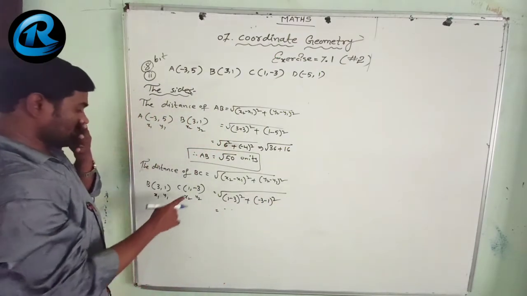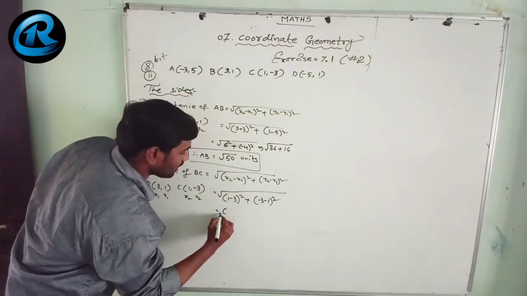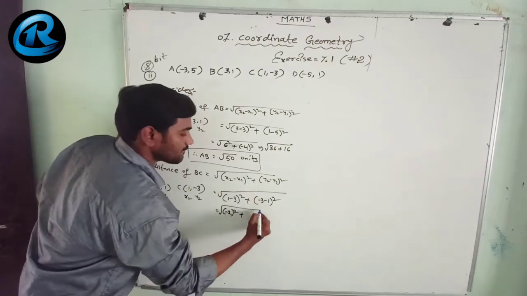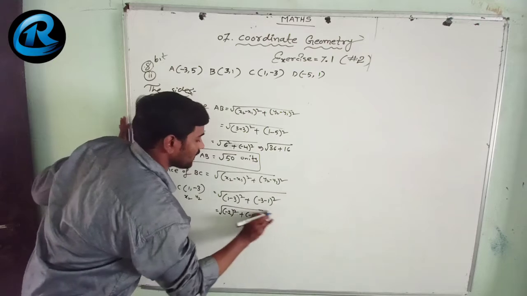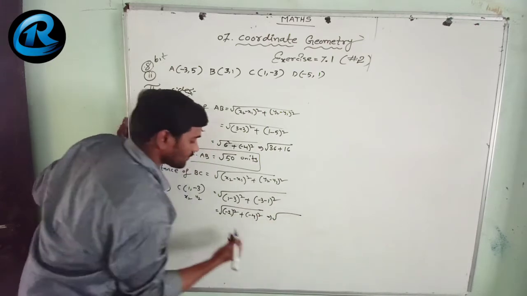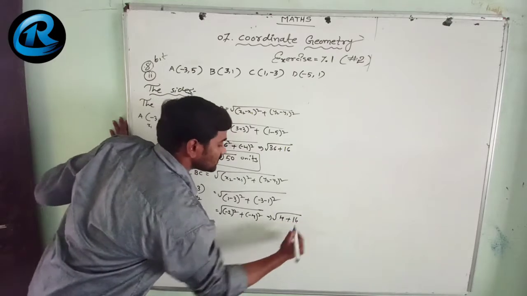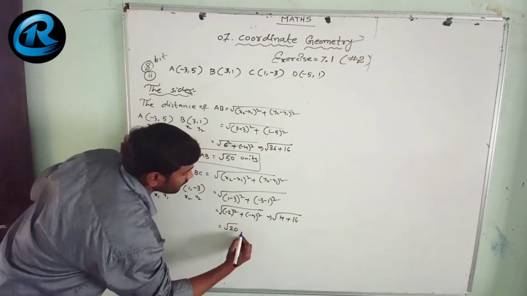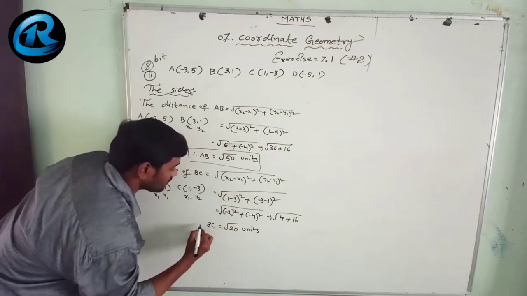So here 1 minus 3 is minus 2. Under root of minus 2 whole square plus minus 3 minus 1, that is minus 4 whole square. Let us write now. Minus 2 whole square is 4 plus 4 square is 16. That is equal to root 20 units. That is BC.